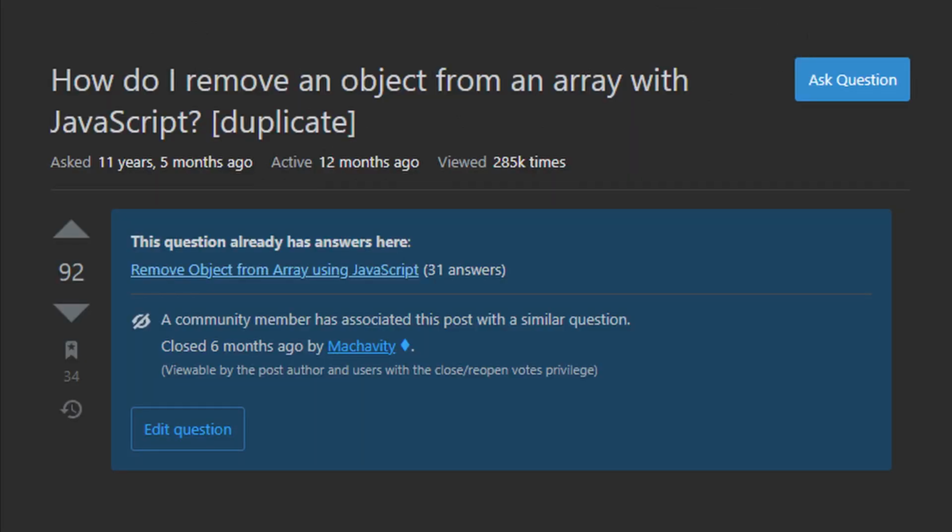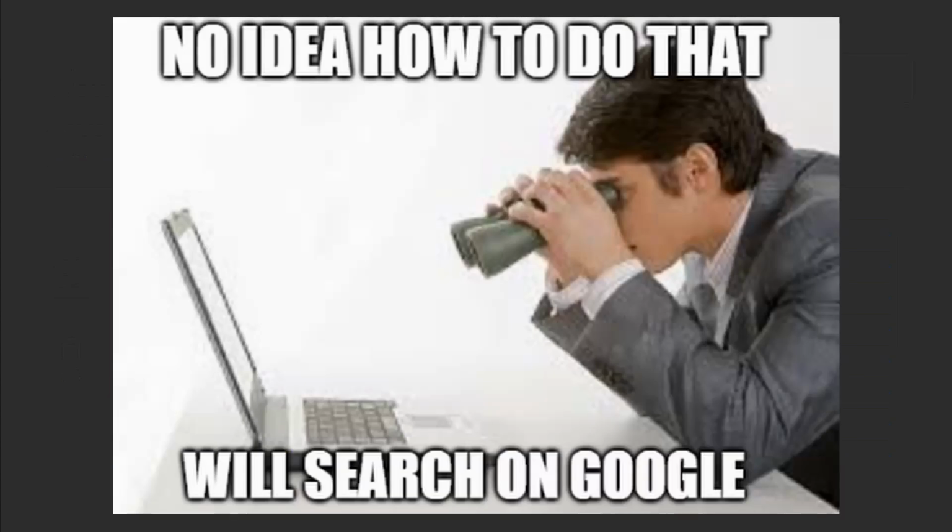Keep in mind that if you think your question is easy and someone will have an answer, it's most likely already on Stack Overflow. Keep in mind that being able to find solutions on the internet by yourself is also an important soft skill for a good developer.